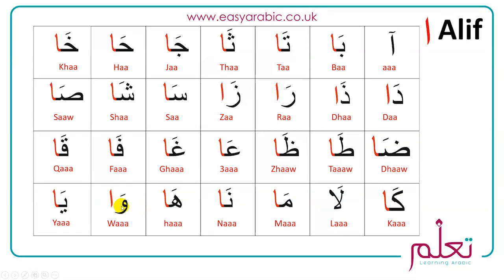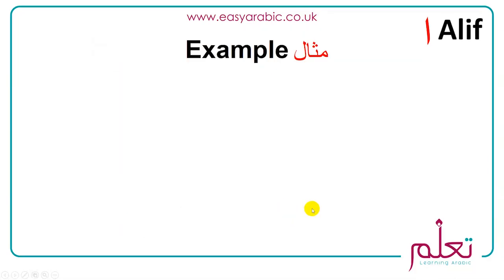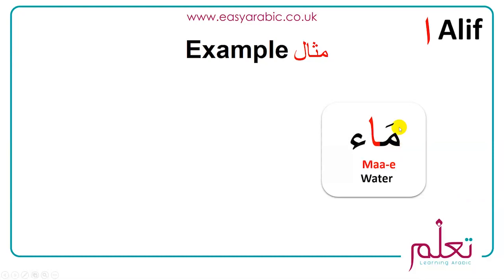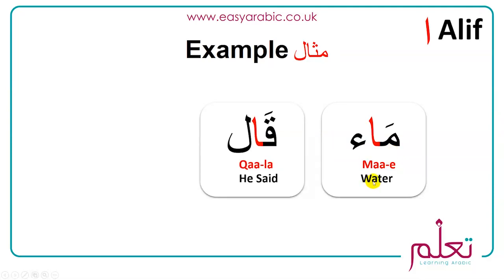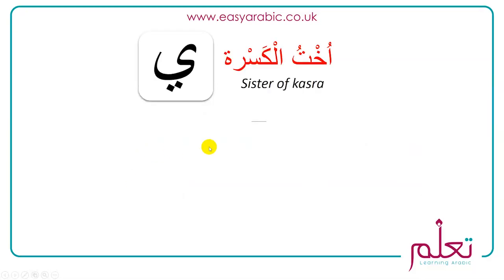So we'll look at some examples of the long vowel alif. The first one is meem, fatha, ma, which is ma, water. Then we've got qala, he said. And finally ana, which is me.